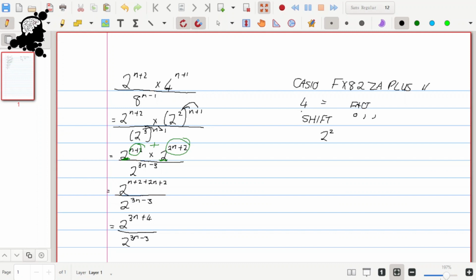Watch what we're doing here. In this step, we are dividing numbers with the same base. We said when we divide numbers of the same base, we take the exponents and we subtract them. So this is going to give me 2 to the power 3n plus 4 minus, in brackets, 3n minus 3. Please take note of the change in the signs here. So 3n minus 3n cancels out. We remain with 2 to the power 4 plus 3, that's 7. You could leave your answer here, or you could press 2 to the power 7 on your calculator, and that's supposed to give you 128.